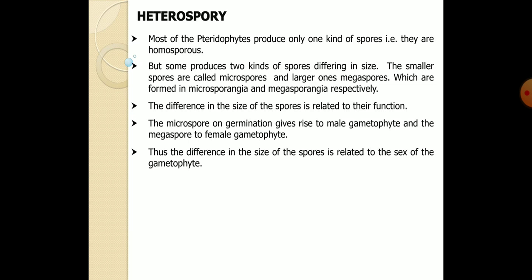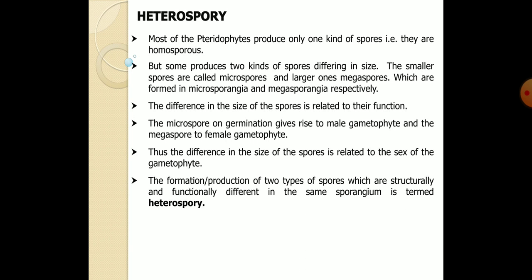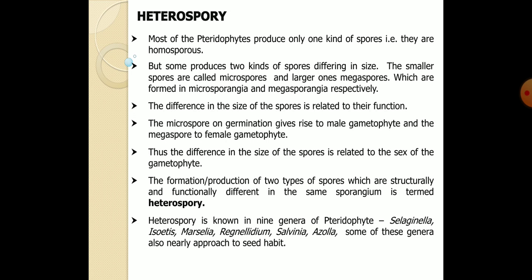So what is heterosporous? Hetero means different. The size of those spores may vary. That's the microspores and the megaspores. The microspores are produced in structures called microsporangia, and the megasporangia produce the megaspores. So they have different sizes. Microspores germinate to give rise to the male gametophyte, and the megaspores germinate to give rise to the female gametophytes. That's why the spore size differs, related to the sex of the gametophyte. That's why it is called heterospory.